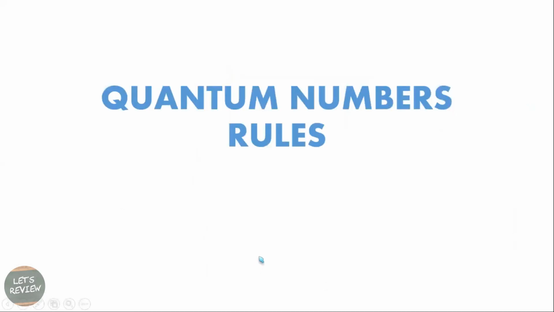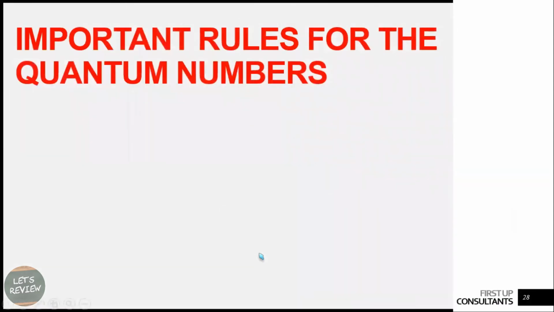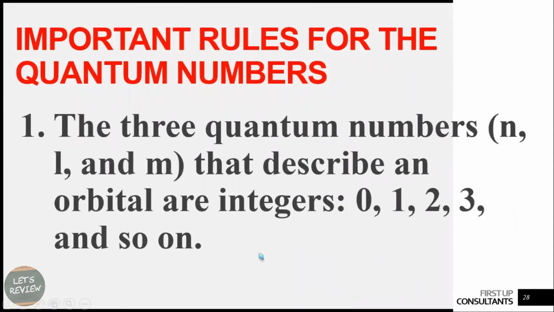What about the rules that we need to follow in terms of these quantum numbers? Number 1, remember this. The three quantum numbers, the n, which is the principal, the azimuthal, which is the L, and the magnetic, that describe an orbital, are integers. So the values 0, 1, 2, 3, and so on.